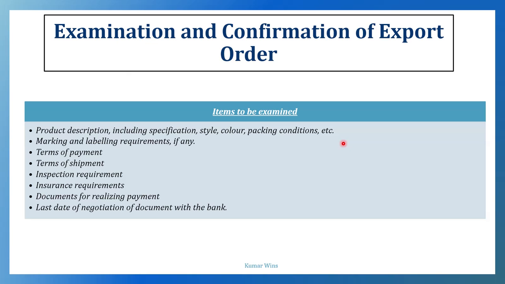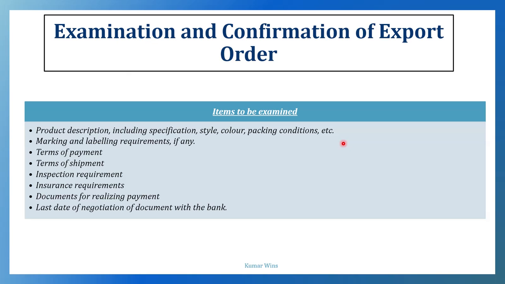First is the product description. And product description, when I say product description, it means the specification given by the importer, or the style of the goods, color of the goods, packing conditions, etc. Second is the marking and labeling requirements, if there is any. Third is the terms of payment.